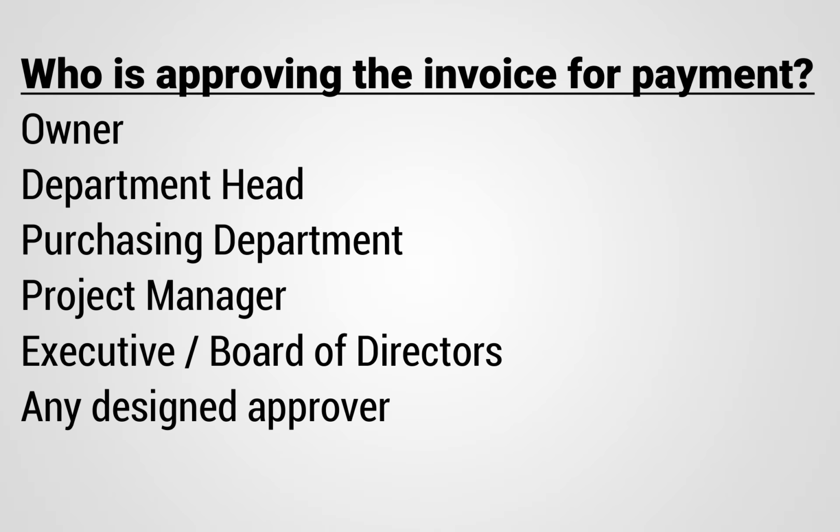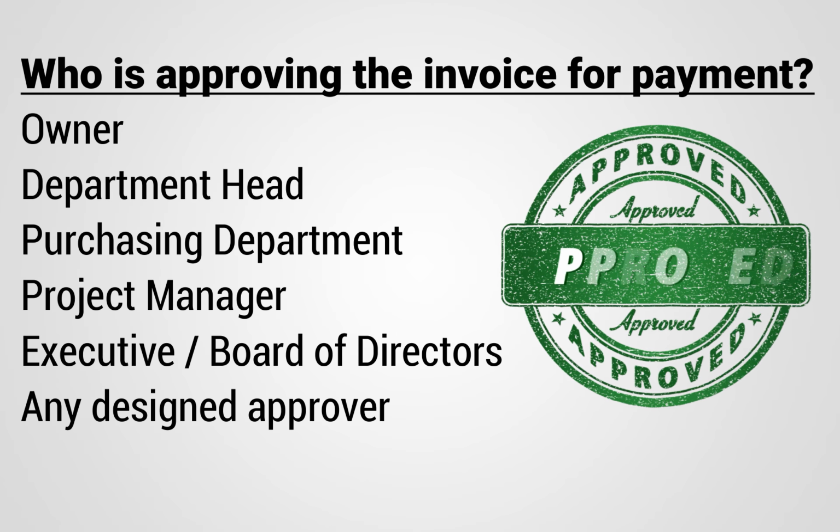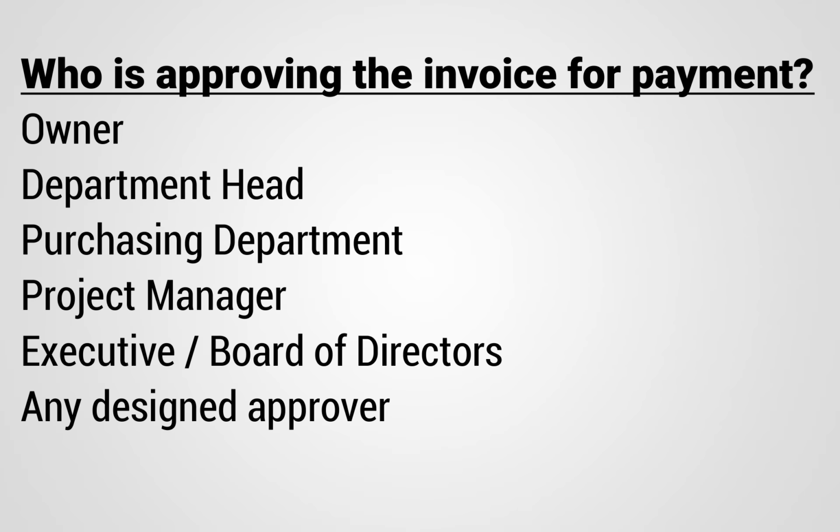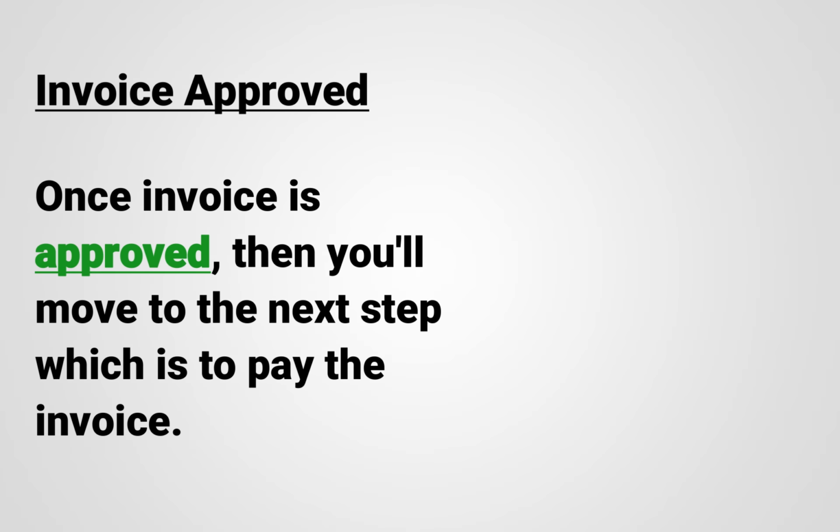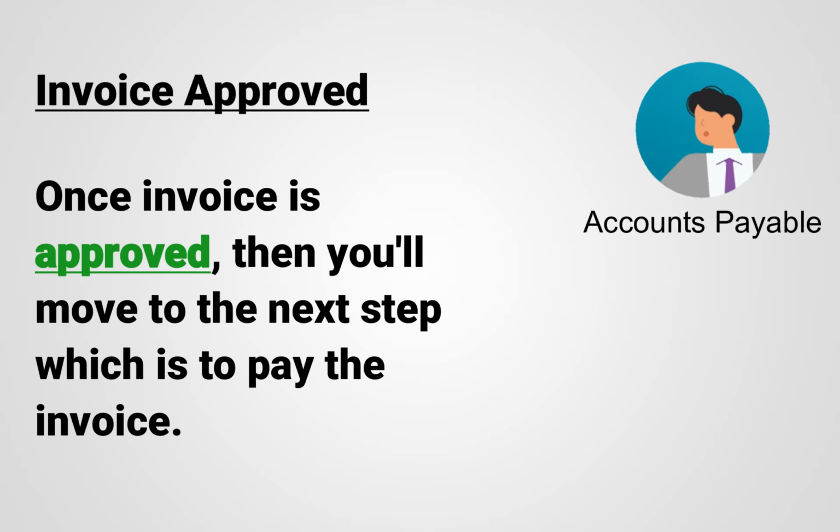Some examples of approvers would be an owner of the company, department head, purchasing department, project manager, executive board of directors. Any designated approver of the invoice is a good best practice and internal control to have for your accounts payable process. Once the invoice is approved by the appropriate party, we can move to the next step, which is actually making a payment for the invoice.